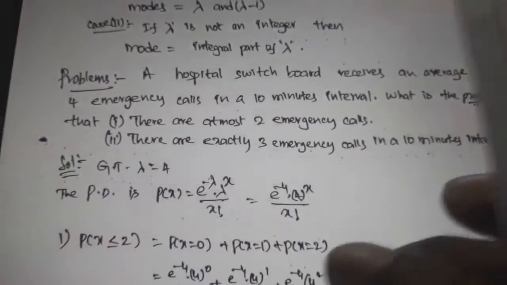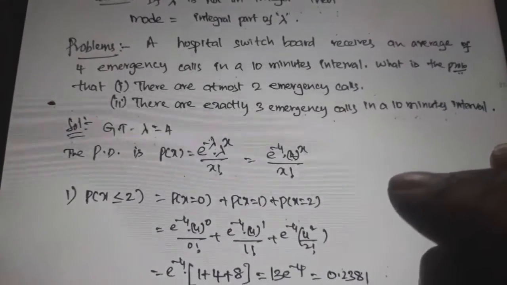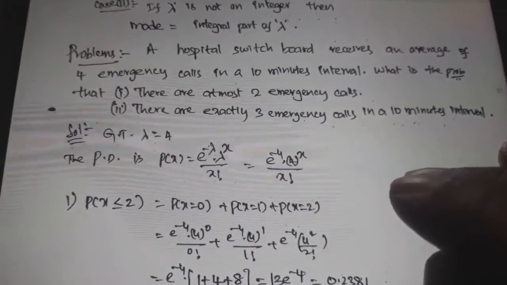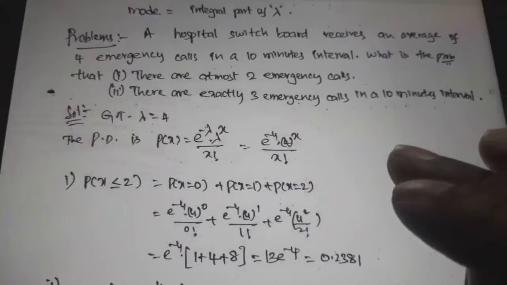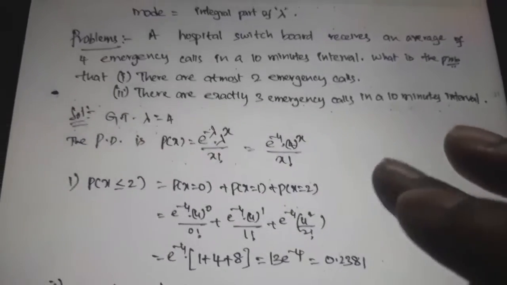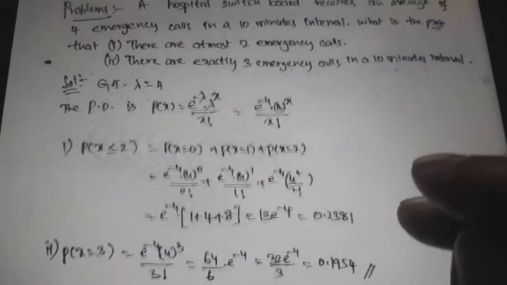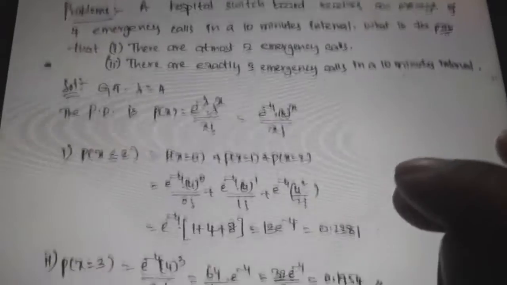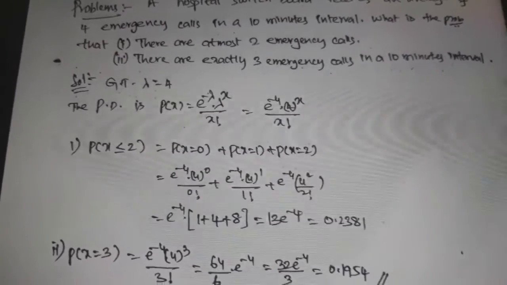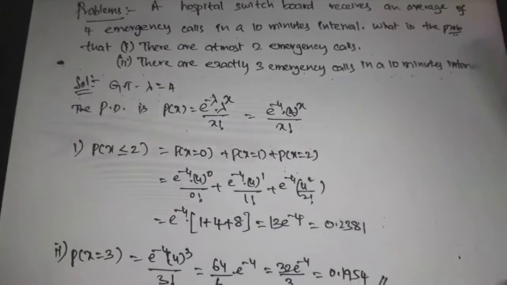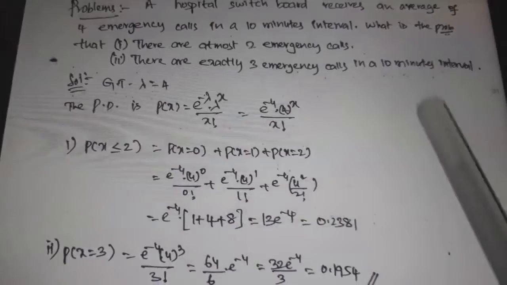Then a few problems are there here. All these problems are very easy only. A hospital switchboard receives an average of 4 emergency calls in a 10 minute interval. What is the probability that there are at least 2 emergency calls? There are exactly 3 emergency calls in a 10 minute interval. So lambda, the average calls, is the mean of the Poisson distribution here. Lambda is 4. Then the Poisson distribution function: e power minus lambda, in the sense e power minus 4, 4 power x by x factorial.